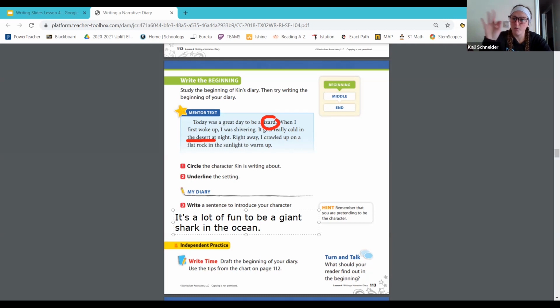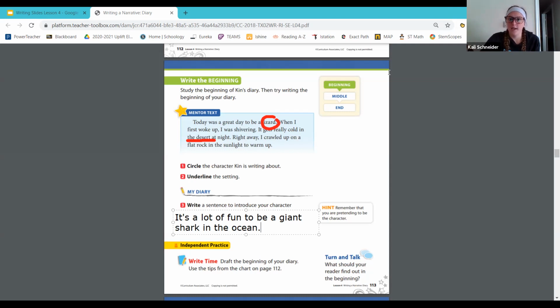And it's a complete sentence. I have to put an uppercase letter and a period. So let's think about that. It's a lot of fun to be a giant shark in the ocean. I talked about who I am, I'm a shark, and where I am, the ocean, my character, my setting. I think that could be a great way to capture my reader's attention. I want you to pause it here. Make sure you get creative and create your own little introduction sentence of who you are and where you are, okay?